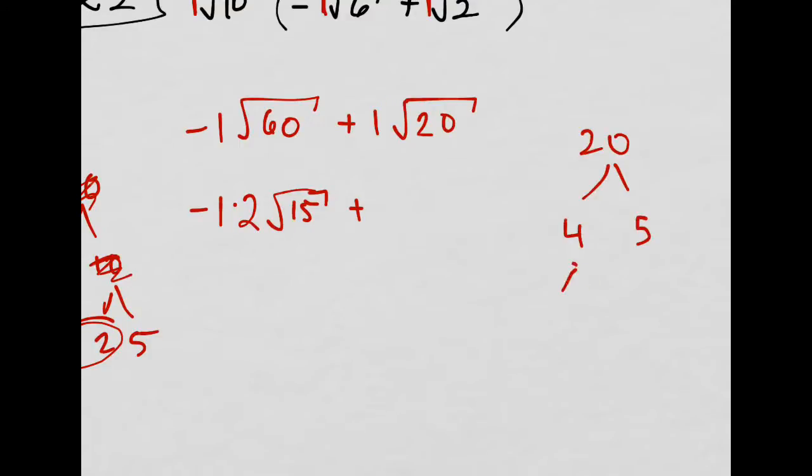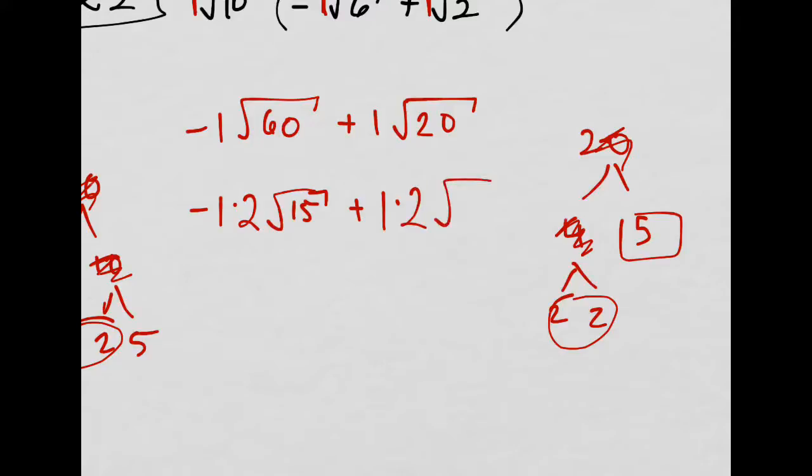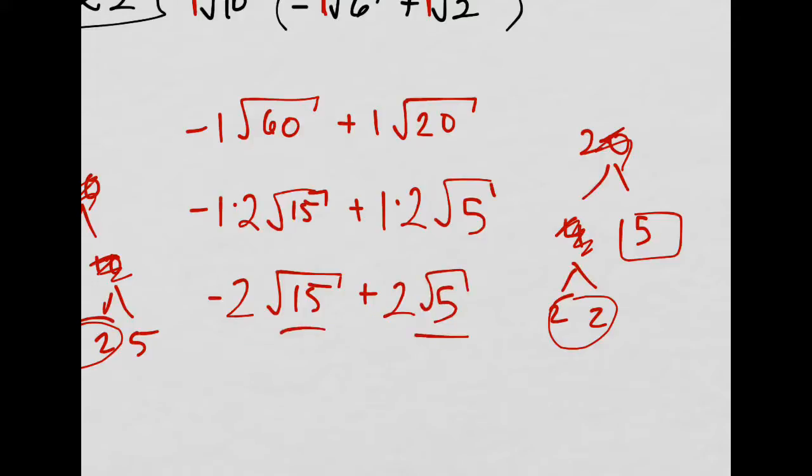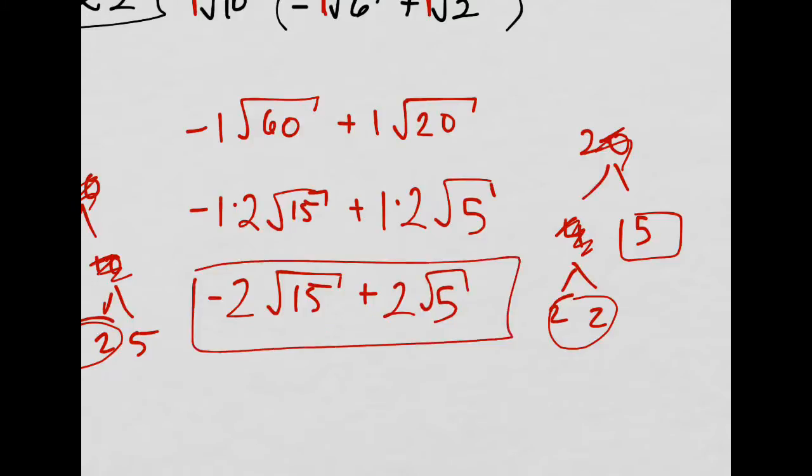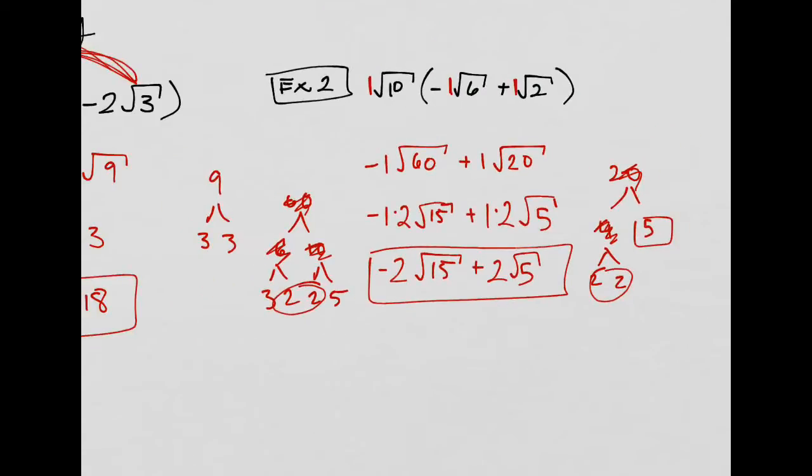4, 5, 2, 2. I ignore those. Okay, so I have 1 times 2 times the square root of 5. So that's just negative 2, right? Negative 1 times 2 is negative 2. It says 15 there, plus 2 square root of 5. These are not the same, so I can't do anything. That's just my answer. That's just done.